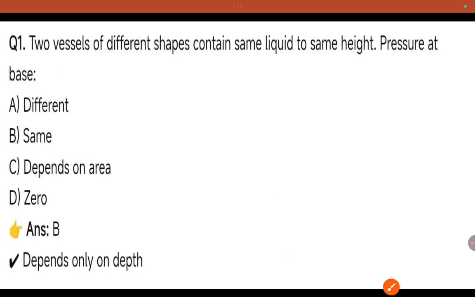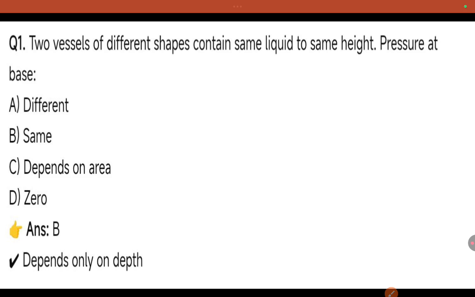Okay, so these are some introductory points. Now, without wasting time, we go for the MCQs, because we started an MCQ series here. The first question: two vessels of different shapes contain the same liquid to the same height. Pressure at the base? So this is the question. Tell me the answer.